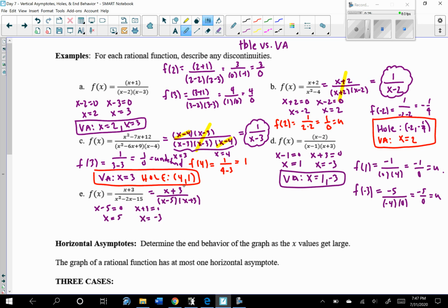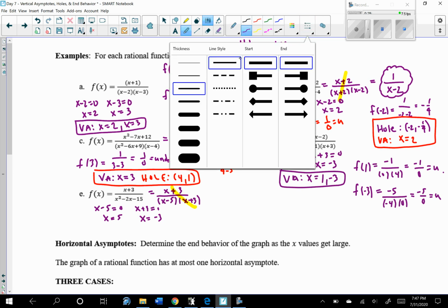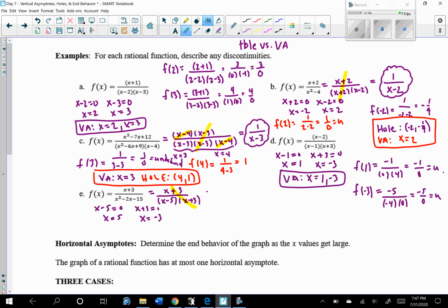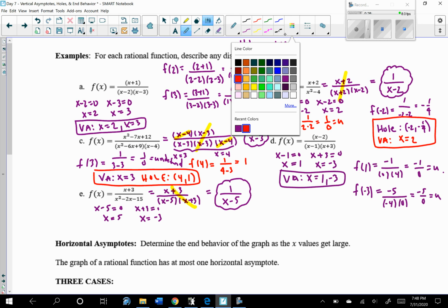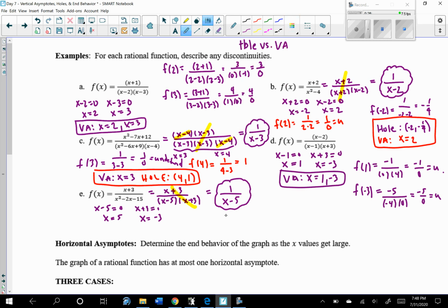If I go back to my equation, it simplifies so that x plus 3 cancels out. And since it cancels out, I can go ahead and rewrite the equation as 1 over x minus 5. So I'm going to use this to help me determine if the value at 5 and negative 3 are vertical asymptote or hole. So let's go ahead and test f of 5 first into the simplified answer.